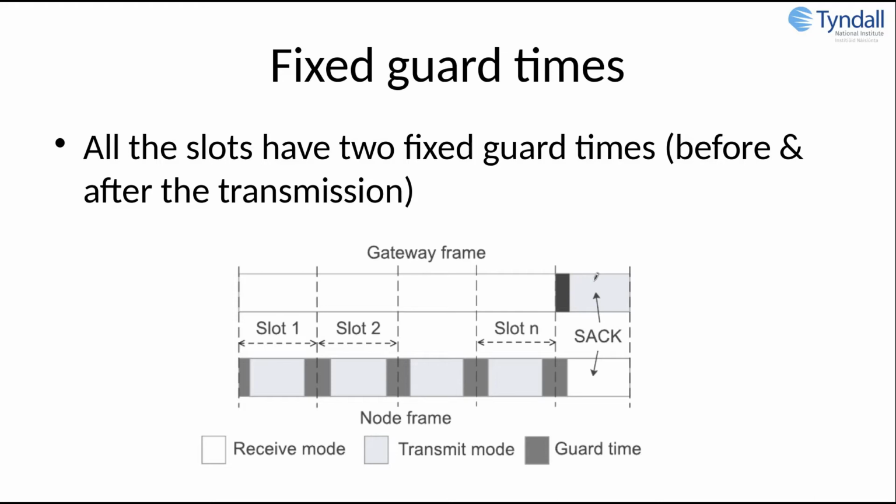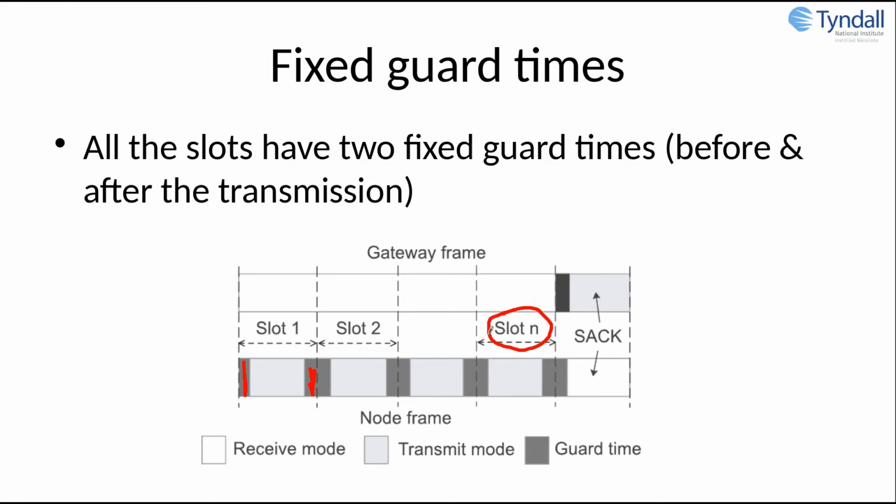So currently TS-LoRa uses fixed GuardTimes. This means that all slots have two equal GuardTimes, one before and one after its transmission, as we can see here with this dark area. The size of the GuardTime is decided based on the time passed since the last synchronization, since the last received SAC packet of the last slot, slot N in this case.